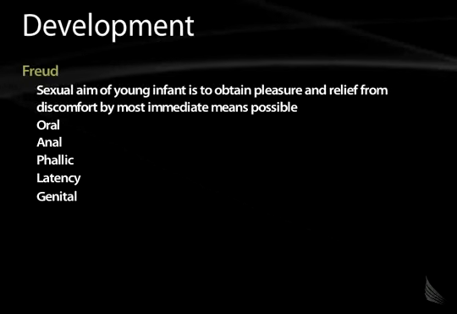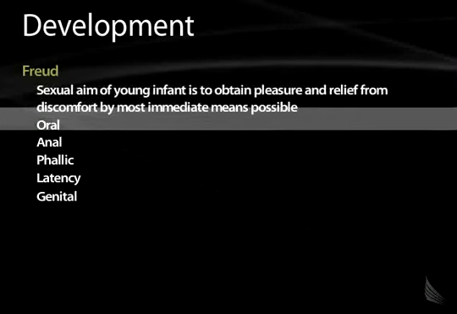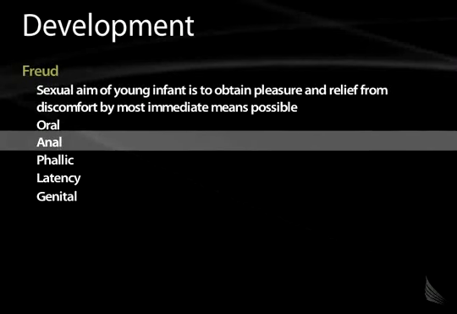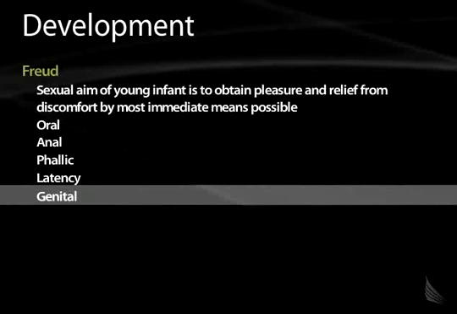As I said before, Freud was looking at the sexual aims of young infants to obtain pleasure and relief from discomfort by the most immediate means possible. His developmental stages are 5 in number. First, it starts off with the oral stage, followed by the anal, phallic, latency, and genital. In the next couple of slides, we'll go through these different stages.